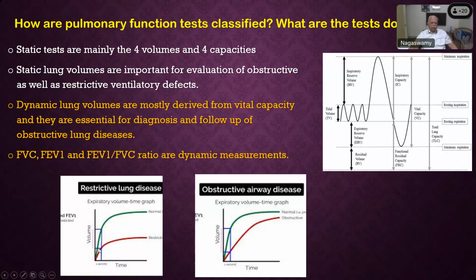So FEV1 to FVC ratio will be normal in restrictive disease, but the total lung capacity will be very much lower. That is the way you differentiate when you are given an interpretation of pulmonary function test to differentiate between obstructive and restrictive. In obstructive, FEV1 is reduced, but TLC is not reduced. Whereas in restrictive, FEV1 to FVC ratio is normal, but TLC is grossly reduced. That is how you have to interpret the changes.